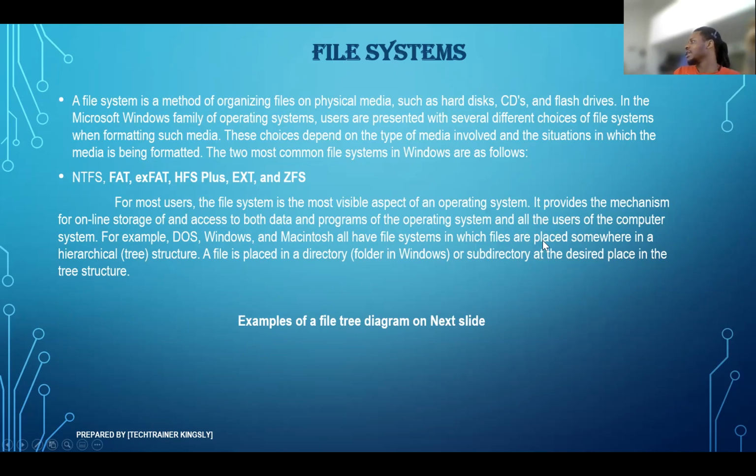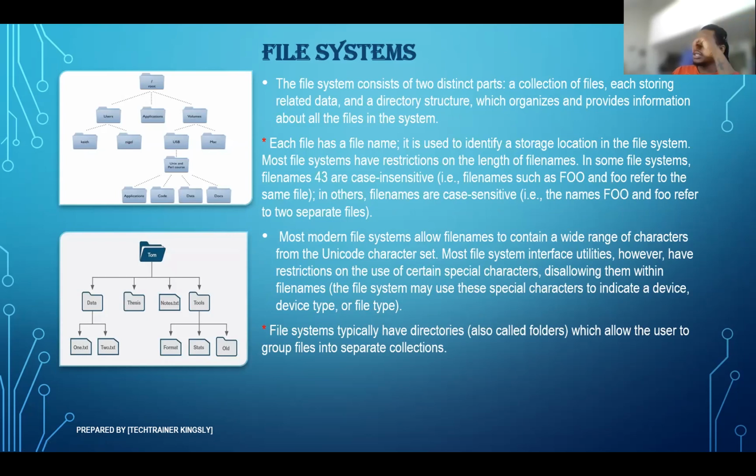So it says in which files are placed somewhere in a hierarchy tree, and we're going to see an example of a hierarchy tree in the next one. These are examples of hierarchy trees that we have for file systems. This one up here is a file system for Windows. I could tell this one is a file system for a Macintosh machine, because why? You see how it starts with root.